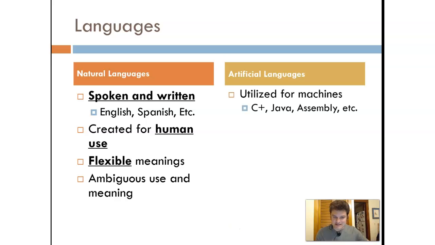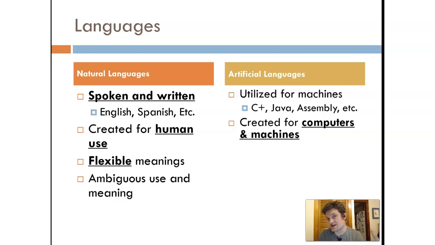All right. Now, artificial languages are utilized for machines. They work really well for this purpose. Stuff like C++, Java, Assembly, Python, lots of other languages out there. But the idea here is they're created for computers and machines. The computer or the machine is going to be able to take a look at that language, understand what it is, and translate it into something that it should do.